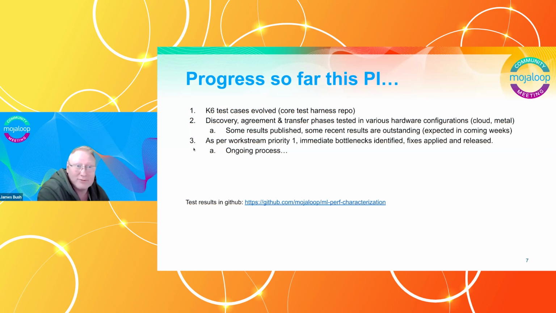We've run the tests on a few different hardware configurations across cloud and bare metal, and we've captured an awful lot of results. Some of those results have been published and they're available in GitHub. If you have a look at that GitHub repository that's linked down at the bottom of the slide, you'll find a summary of the tests that have been run so far. We do have quite a volume of tests where we have gathered results, but we just haven't published the results yet.